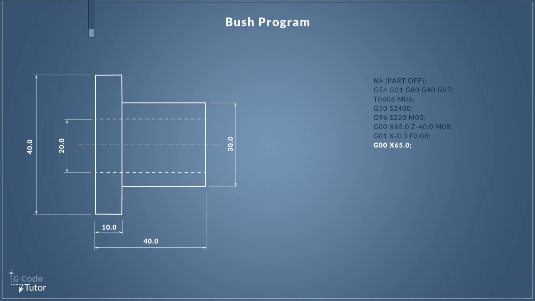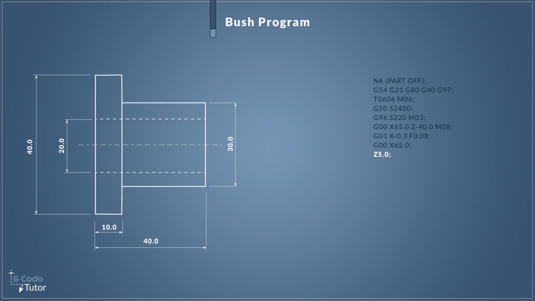So once our part is separated from the stock material, we can rapid our tool away to a safe distance. So G00, our rapid travel command, and I'm coming up to the stock bar size diameter plus a little bit to give us some clearance with X 65mm. By stating Z5 here, we're moving our tool 5mm past the front face of the component. So this gives us clearance from anything that's inside the machine regarding our materials.